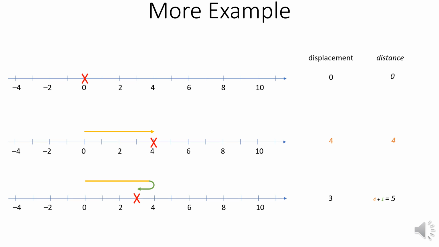In the third moment, the particle then moved backward by 1 unit to the left, landing at position +3, so the displacement is +3. For distance, the distance traveled is 5, since it traveled 4 units then 1 unit, so the total distance traveled is 5.